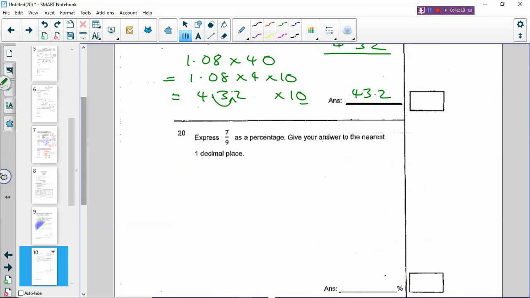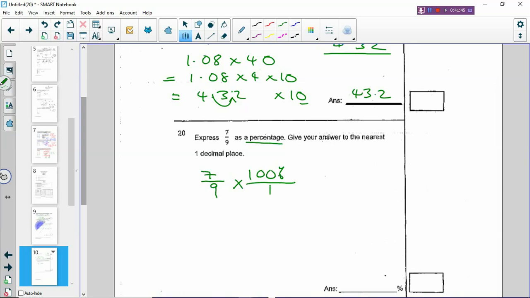Okay, now question 20. Now express 7/9 as a percentage. Now some of you, I think you can take 7 divided by 9 and you get 0.78. Now when you change the fraction to decimal, which is 7 divided by 9, you did not change into percentage yet. How do you change into percentage? You either make the denominator into 100, which is very hard over here. For this question you can't change the denominator into 100. Then you have to multiply by 100%.